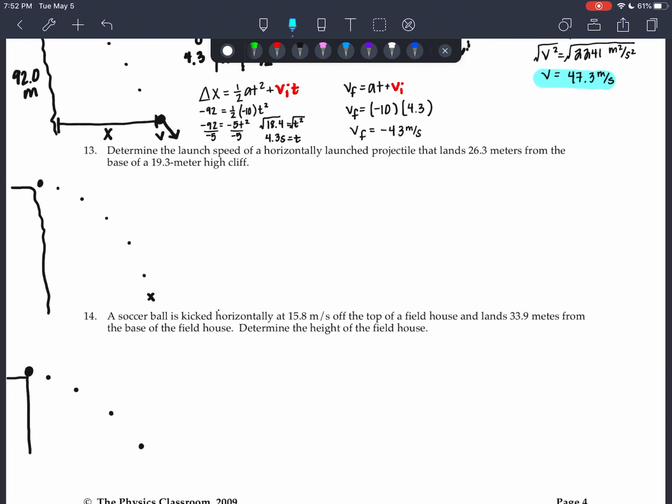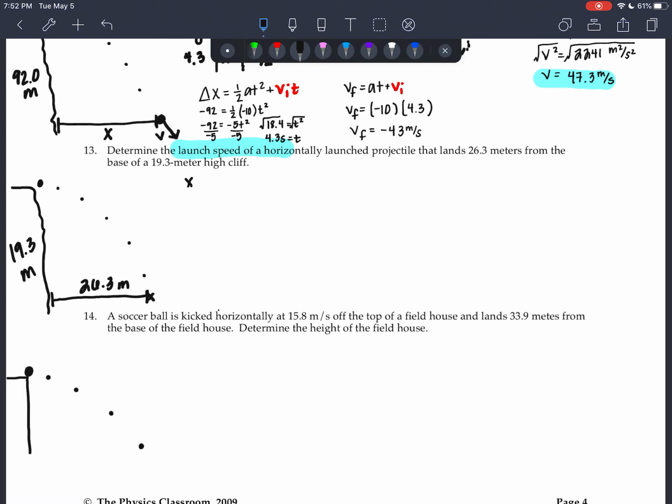So determine the launch speed of a horizontally launched projectile that lands 26.3 meters from the base of a 19.3 meter cliff. So I'm being asked to figure out what's the launch speed. I'm going to fill in what I know. They told me that the cliff is 19.3 meters high. And they told me that the ball lands 26.3 meters away from the base of the cliff. So that's how far horizontally it goes.